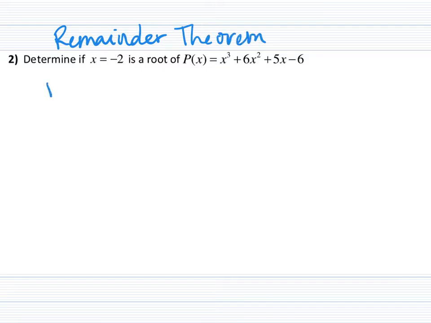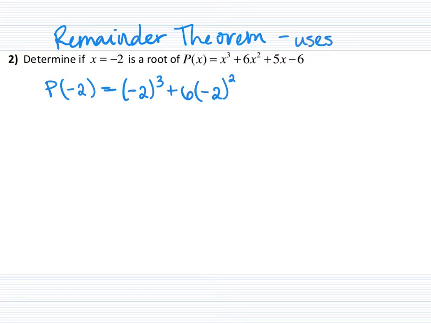So plug in negative 2 for all of our x's. And we don't need to make it opposite because it tells us the root, not the factor. Remainder theorem uses the root, so we might want to make note of that.